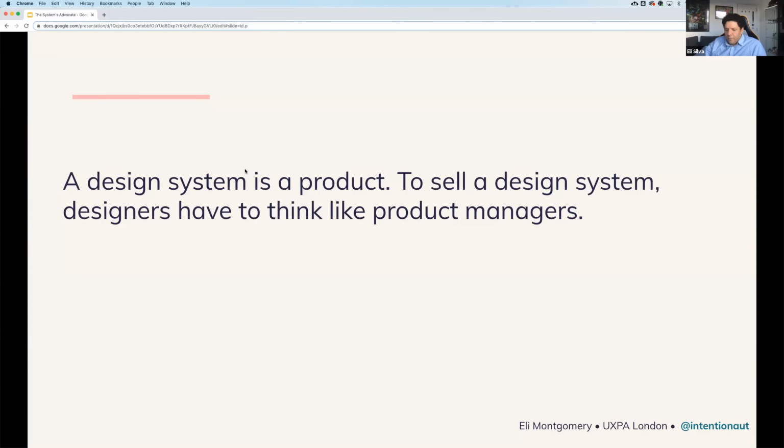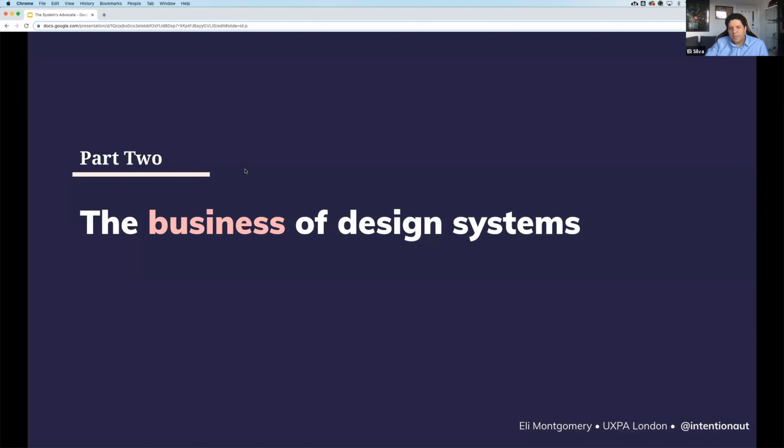And to sell a design system, I think designers have to think like product managers, right? You can't just know the UX patterns or the style guides or the implementation side of it. You have to know how you're going to get there, what the vision is, how you're going to work with other people to sell this, and how the UX and tech and the business all work together to achieve a bigger outcome. So that leads us into talking about the business of design systems.